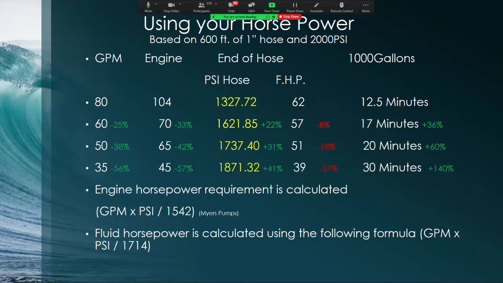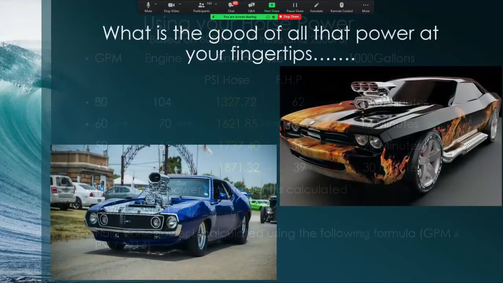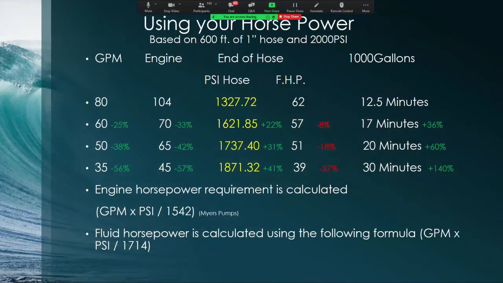Go down and look at the last bit of the chart here, 35 gallons a minute. I'm well below half the water consumption. I'm well below half the demand on the engine. I've got higher pressure than all the others. I'm down 37% in fluid horsepower, but I can get a full 30 minutes out of my tank of water at this flow rate. Actually, I'm going to back up for a second.